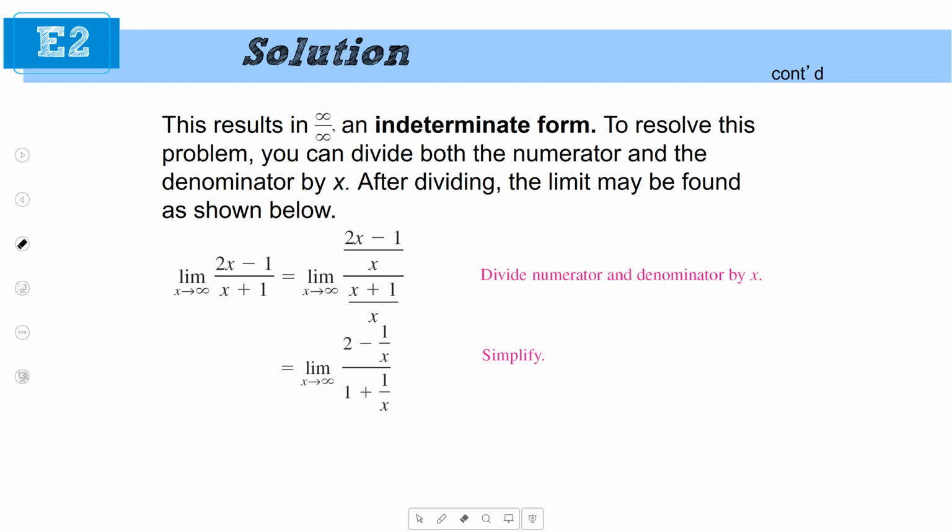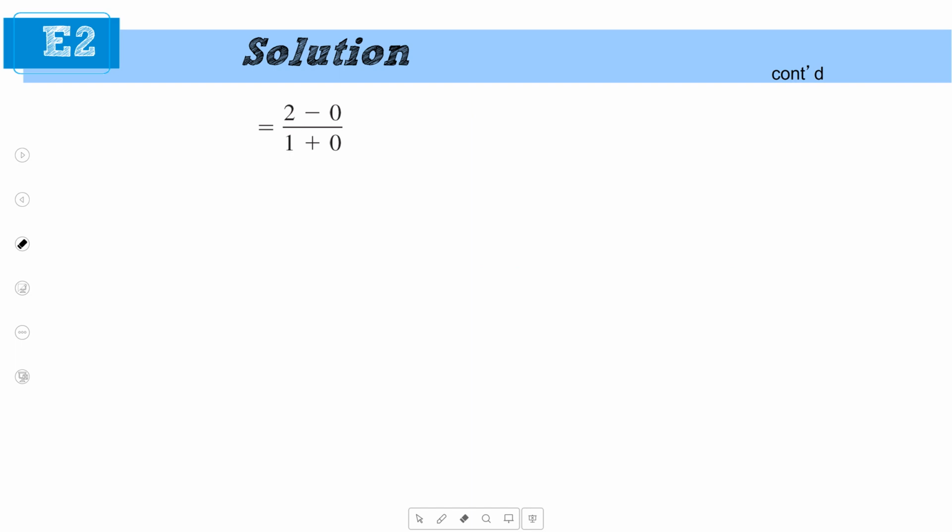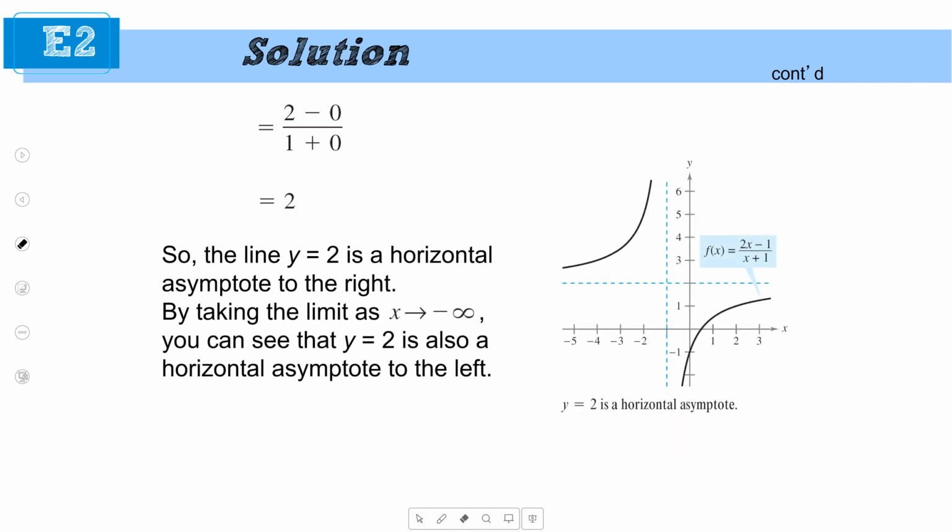What's the limit of 1 over x as x goes to infinity? 0. So anything with an x in the denominator is going to just disappear. It's going to go to 0. So the limit of 2 is 2. The limit of 1 over x is 0. The limit of 1 is 1. The limit of 1 over x is 0. They all disappear, and we get the exact answer we were expecting, which is 2.